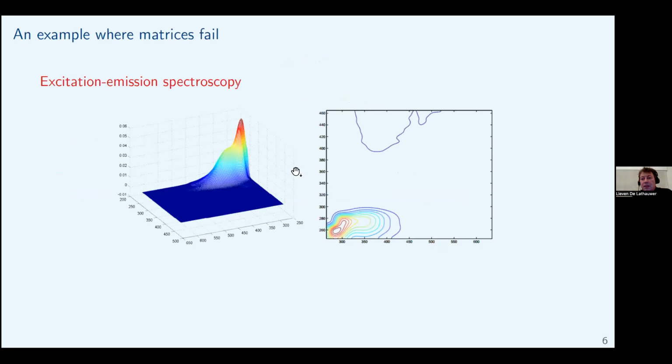So this is a little application to make it even more clear. It's one of the prototypical applications in tensor methods, and it comes from chemometrics. So in chemometrics, take for instance excitation emission spectroscopy. That is, you take a chemical sample, and the spectrometer will measure a matrix, with in one direction the emission wavelength and in the other direction the excitation wavelength.